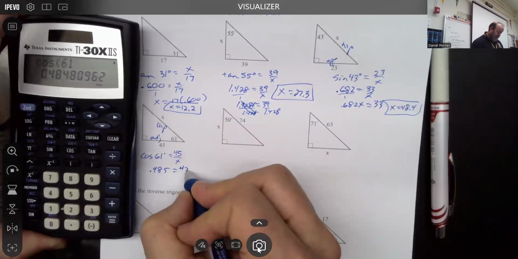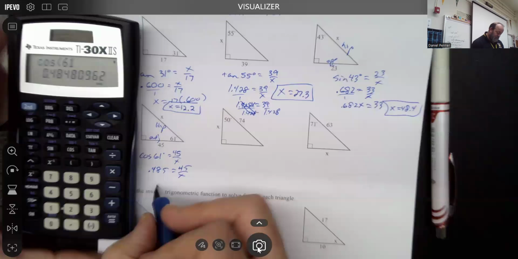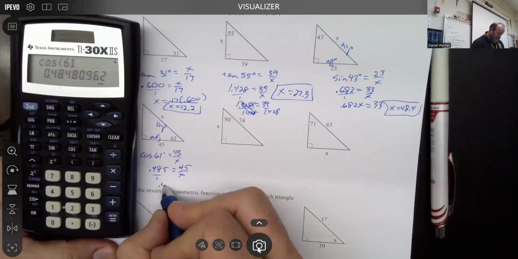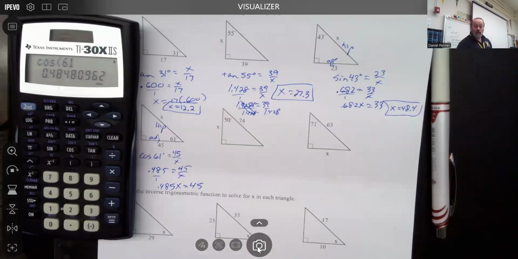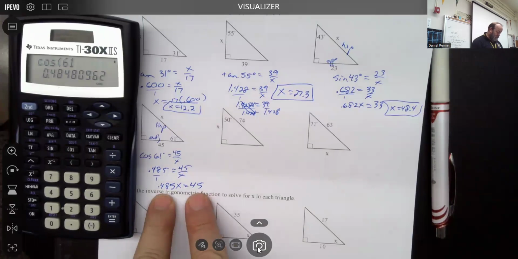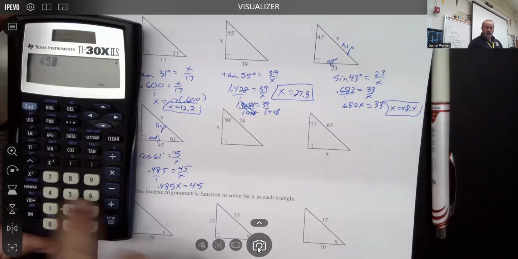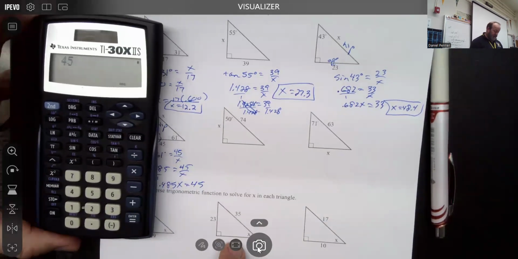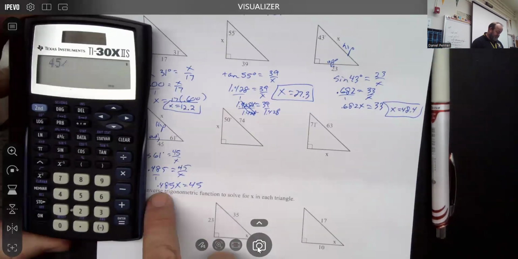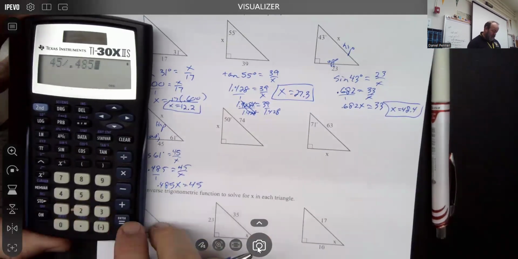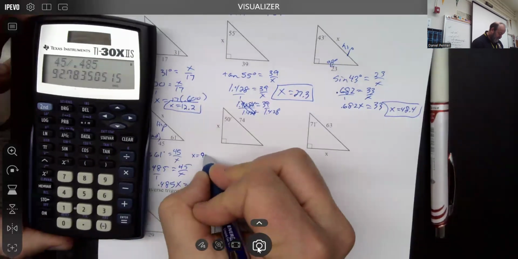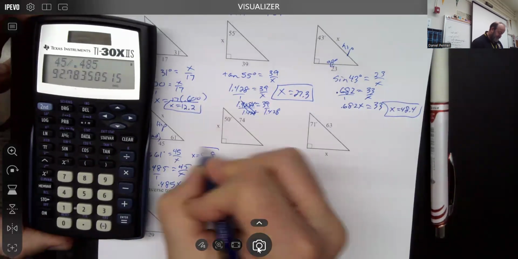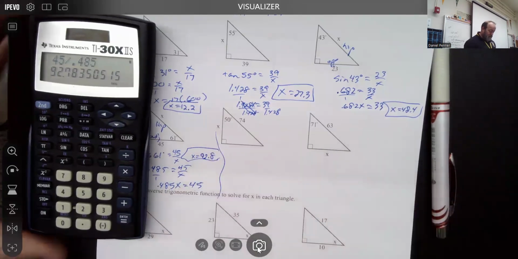Again, we have a problem with the variable in the bottom. These are the harder problems for you guys, and honestly, for me too. I have to be a little bit more cautious when it's on the bottom like that. So I need to take 45. I'm just going to go lazy this time: 45 divided by 0.485, and I got 92.8. Good enough.